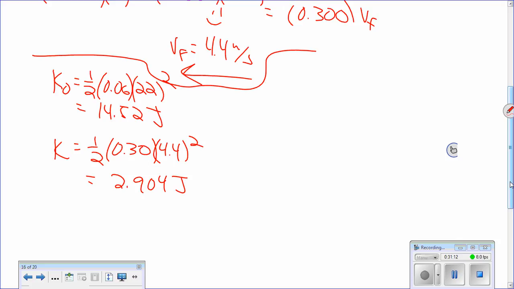So I lost some kinetic energy. Where did it go? It went into potential energy from the spring, right? So just find out how much kinetic energy you lost. That must have been turned into potential energy from the spring. So that gives you 11.616 joules. And so then, just divide.